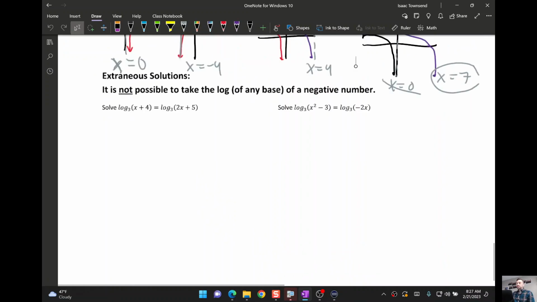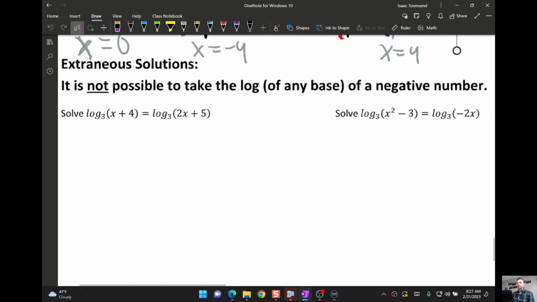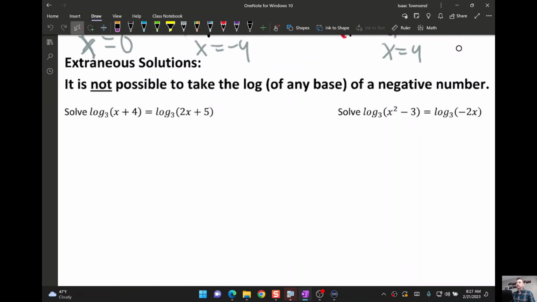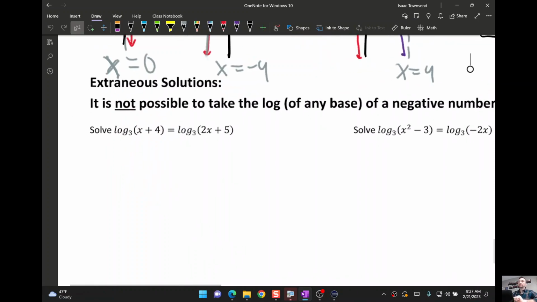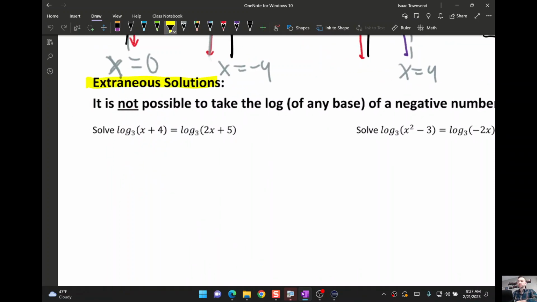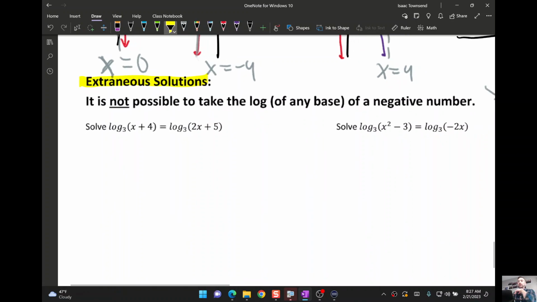Okay, and then last part, so very good timing for this today. You need to know that there are some things called extraneous solutions. So the quickest way to do this is to make sure that you never take the log, regardless of base, of any negative number, or 0. We need to write this in.